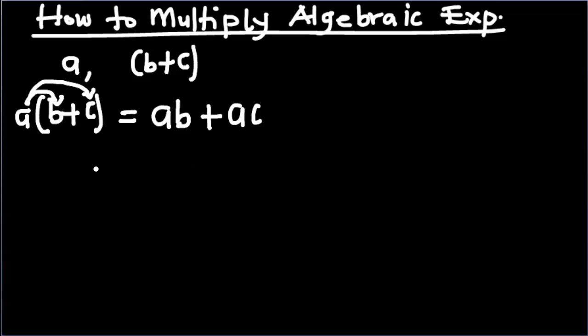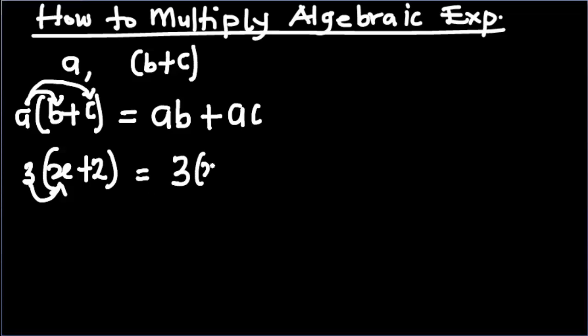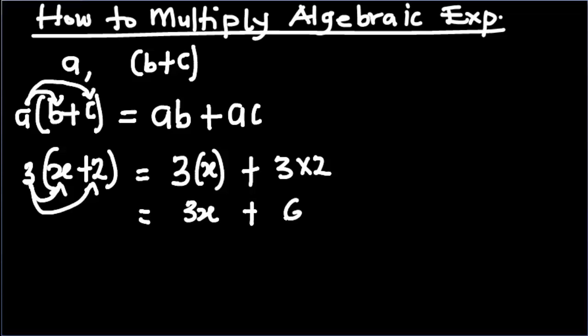Okay, so for example, if you have 3 multiplied by x plus 2, this 3 will multiply by this x, which gives us 3 times x, plus 3 multiplied by 2. Okay, so when you simplify, you get 3x plus 6.